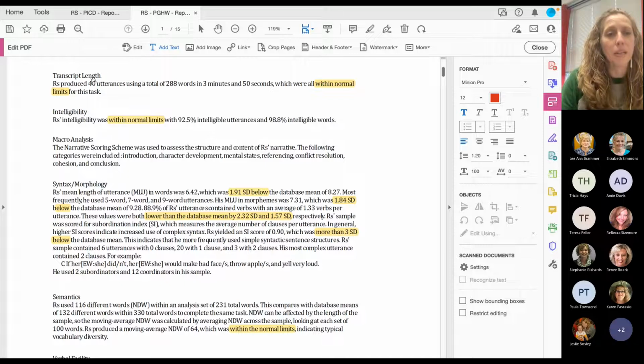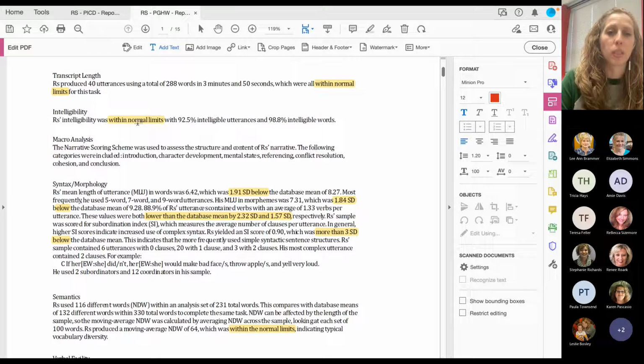So this is the transcript length. How many utterances did you use? That was normal. It even tells you how long it took. And so all of those things were normal for the task. If you had a kid who had like a dysarthria and it was very effortful to speak, it would show up here that their rate was slow.